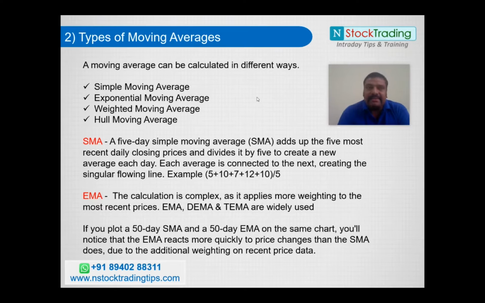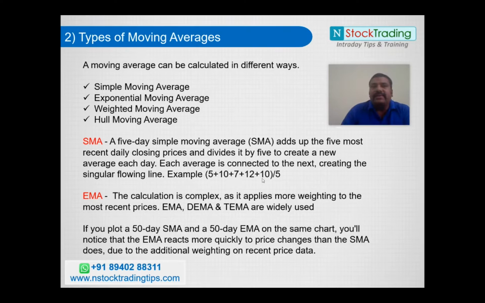For example, a 5-day SMA. A 5-day simple moving average works by adding up the 5 most recent daily closing prices, then dividing by 5. For example, the prices are 5 rupees, 10 rupees, 7 rupees, 12 rupees, and 10 rupees for the last 5 different time periods.